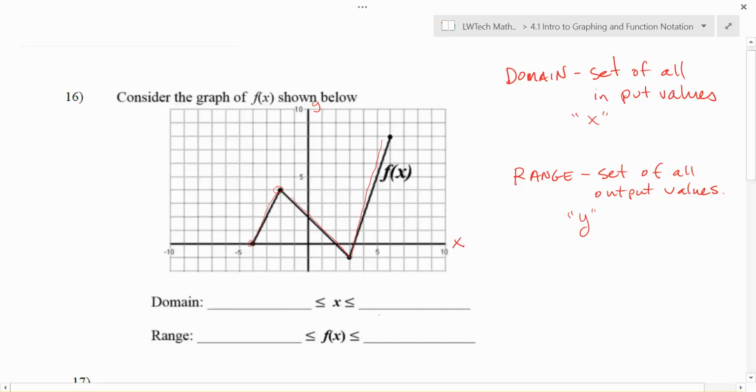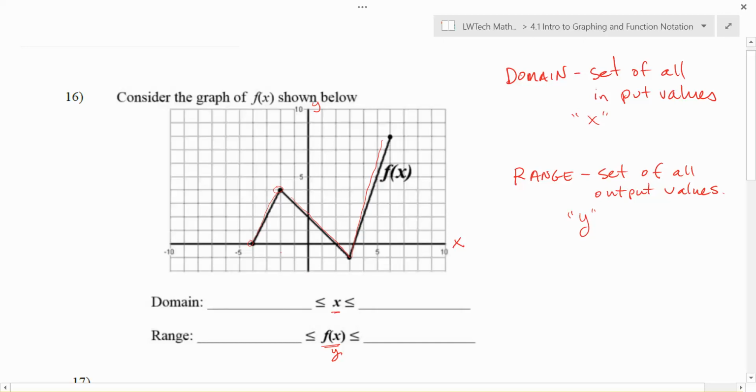So I've kind of got things written here. The domain is going to be the set of all x values in between here and here. The range is going to be the set of all output values, f(x), or you might see these written as y sometimes as well. So what you want to do when you're looking at a graph is kind of two-dimensionally squish it when you think about things.